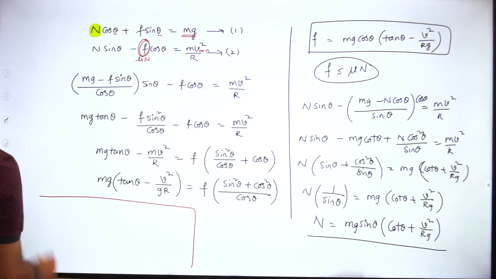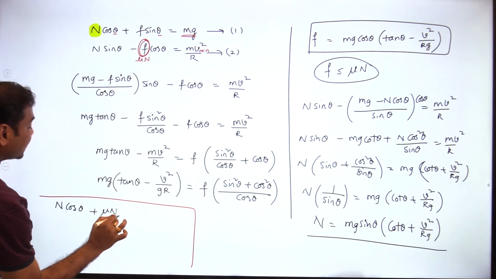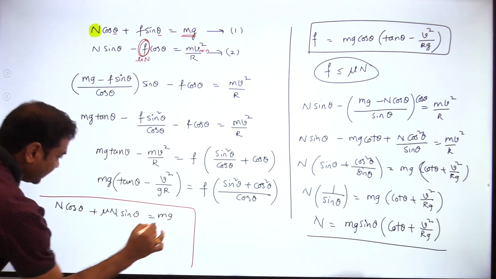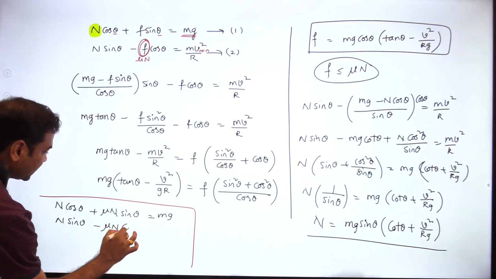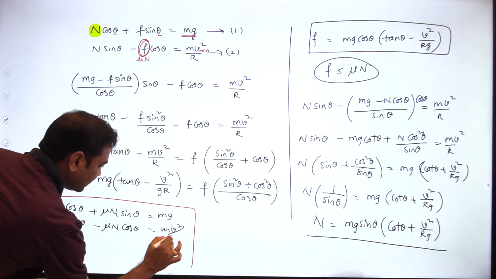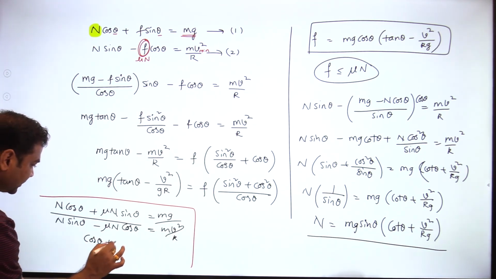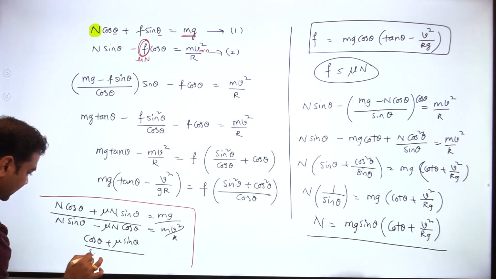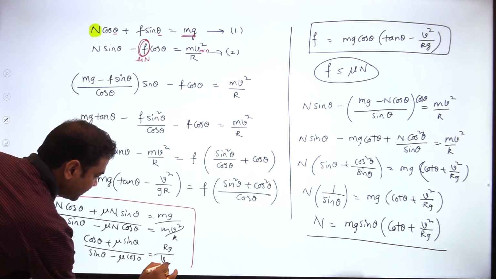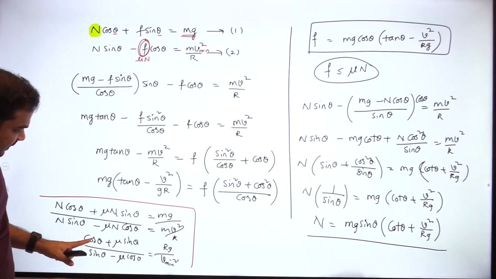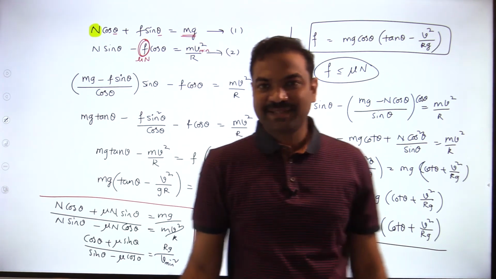Now keep the f value mu into n. If I am keeping the friction as mu into n, then mu n cos theta plus n sin theta is equal to mg. Friction value I am writing as mu into n, which is the maximum value of the friction. Then n sin theta minus mu n cos theta is equal to mv square by r. Then it will be solved in 2 steps. Now divide, you will get cos theta plus mu sin theta by sin theta minus mu cos theta is equal to rg by v minimum square. Now divide with cos theta, then it is 1 plus mu tan theta by tan theta minus mu. You will get the same expression. But this is not exact.